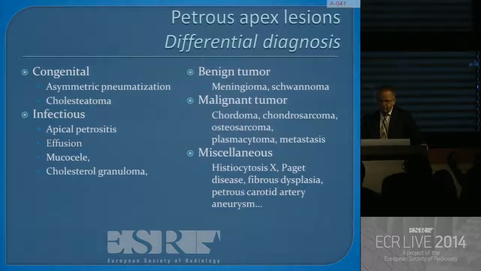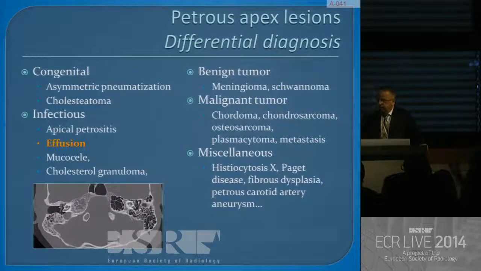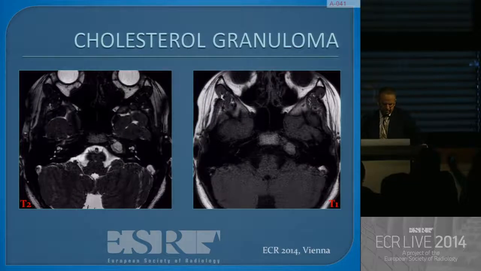There are many lesions involving the petrous apex, but most of them are very rare. But the most frequent one is thought to be the effusion of the petrous apex. According to Hansberger, 500 effusions account for only one cholesterol granuloma among petrous apex lesions. On MRI, it's a bigger problem to differentiate a cholesterol granuloma from a normal site.